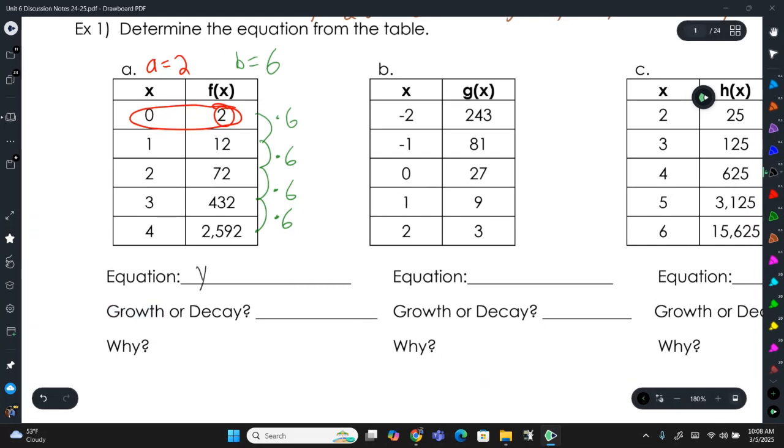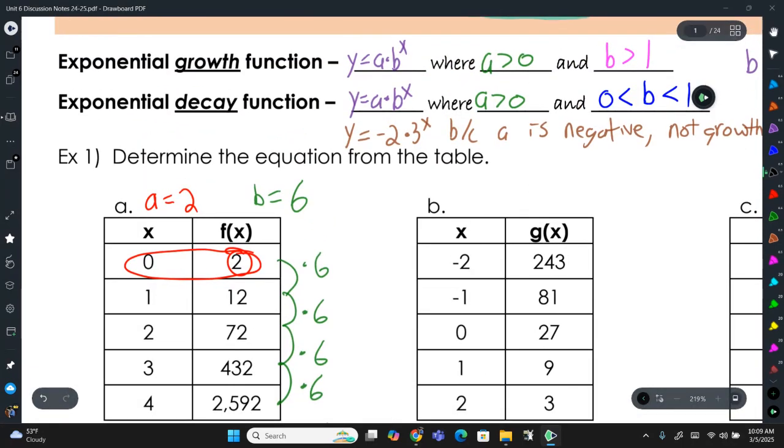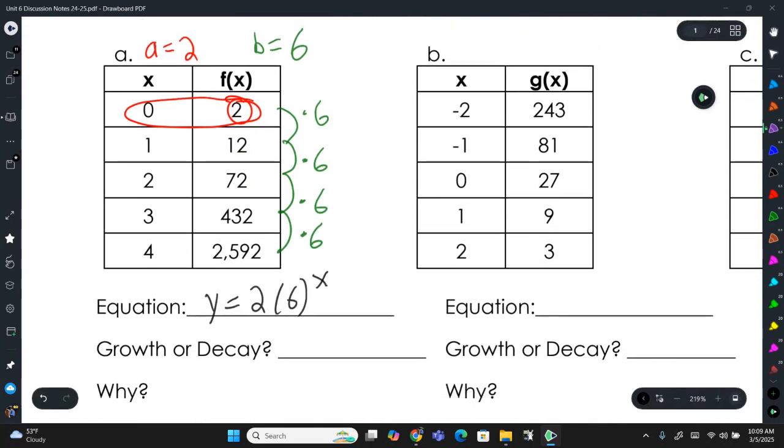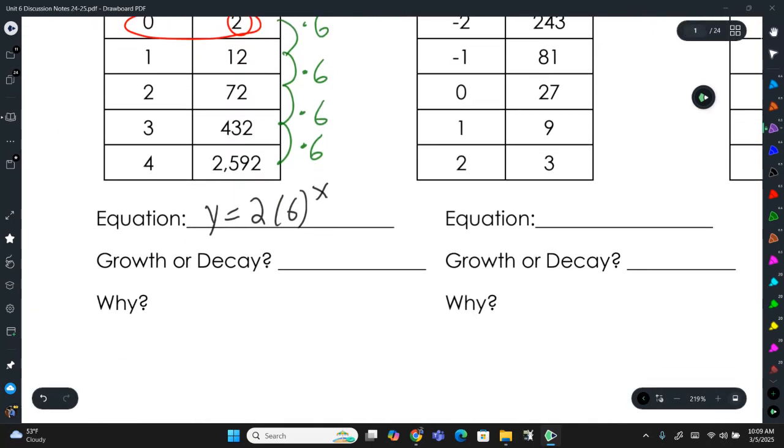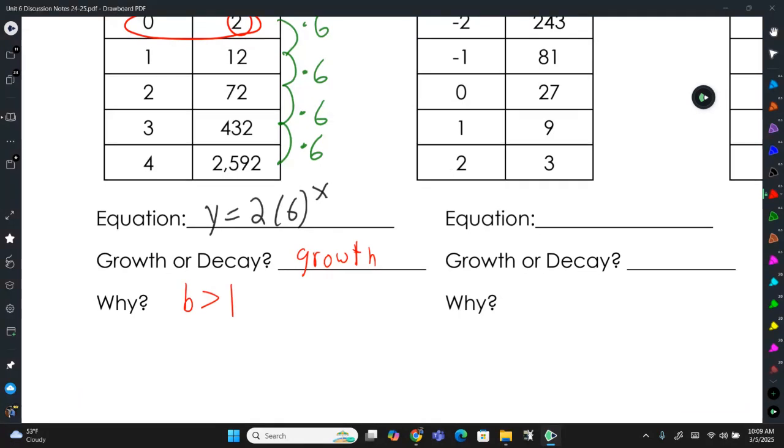So then our function becomes y equals a, which is 2, times b, or 6, raised to the x power. Now you want to put either the 6 in parentheses or, like I did up here, put the multiplication symbol between the a and the b. So that way you don't think that this is y equals 26 to the x power. Now, is this a growth or decay function? This is growth because our b value is greater than 1. That makes this an exponential growth function.